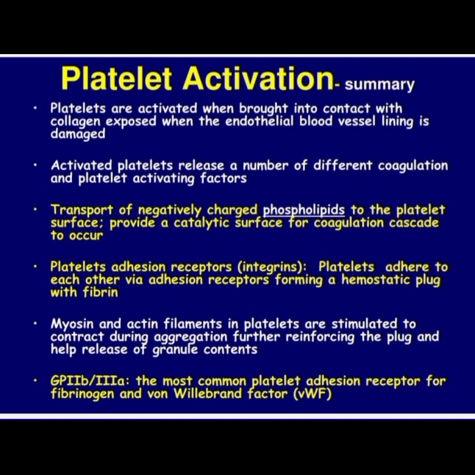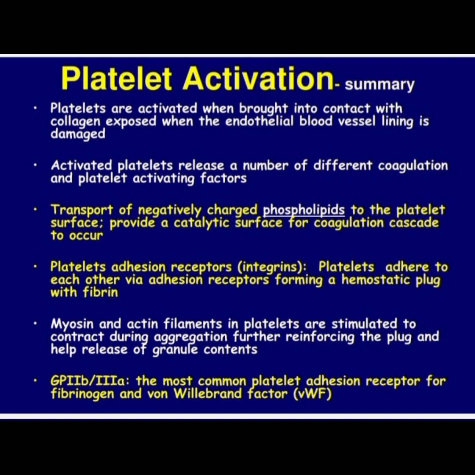Platelets are activated when brought into contact with collagen, exposed when the endothelial blood vessel lining is damaged. Activated platelets release a number of different coagulation and platelet activating factors. From the phospholipids, the negatively charged molecules are transported to the platelet surface, providing a catalytic surface for the coagulation cascade to occur. Next step, integrins or platelet adhesion receptors.